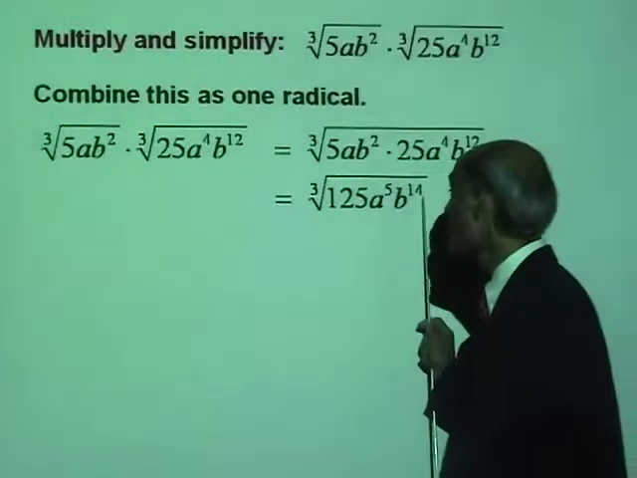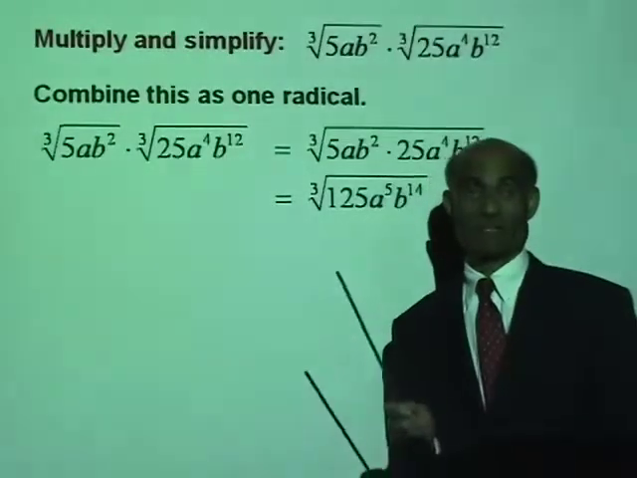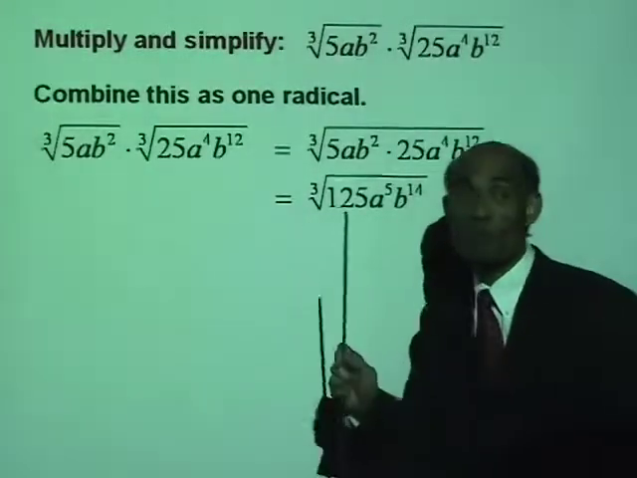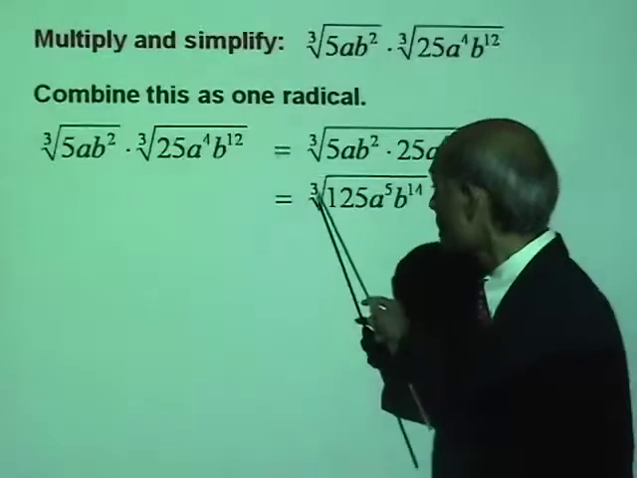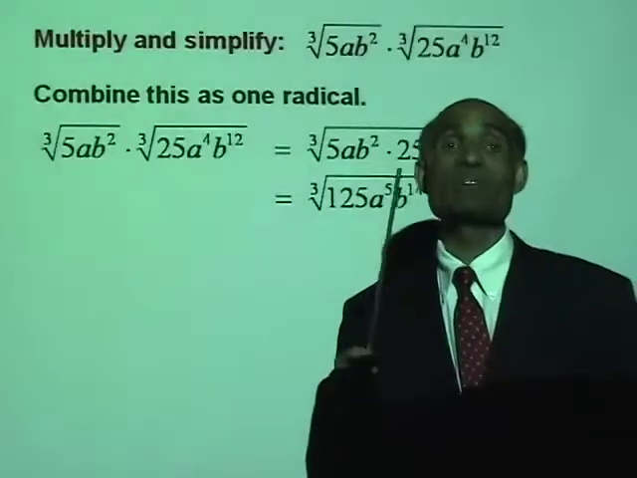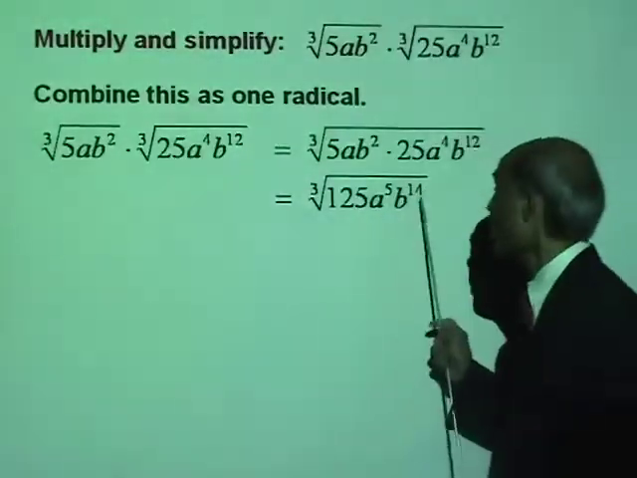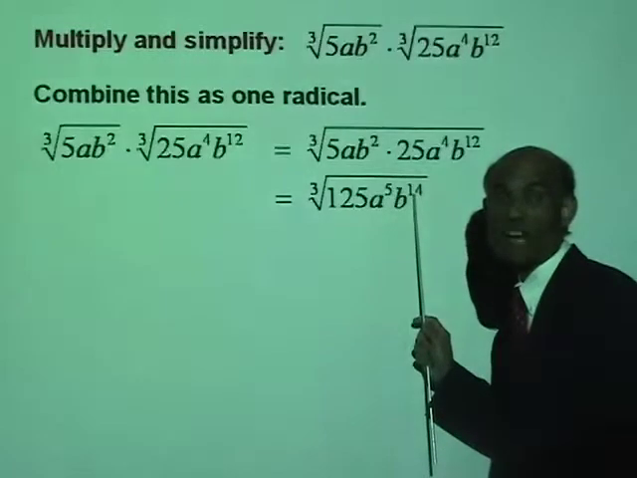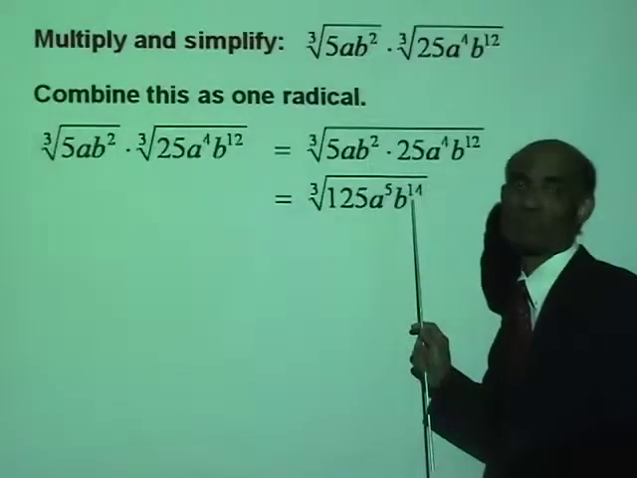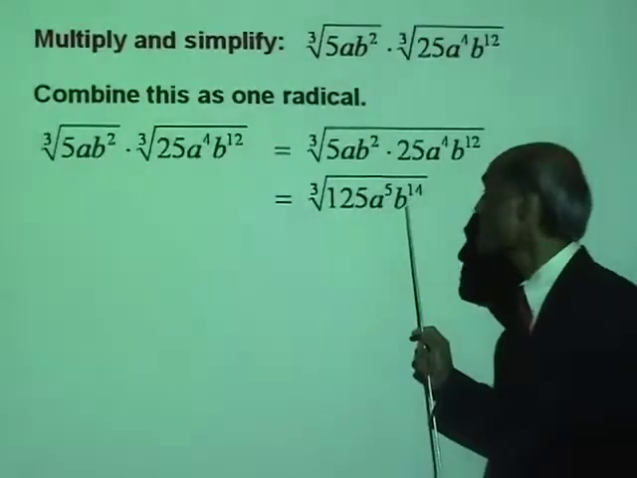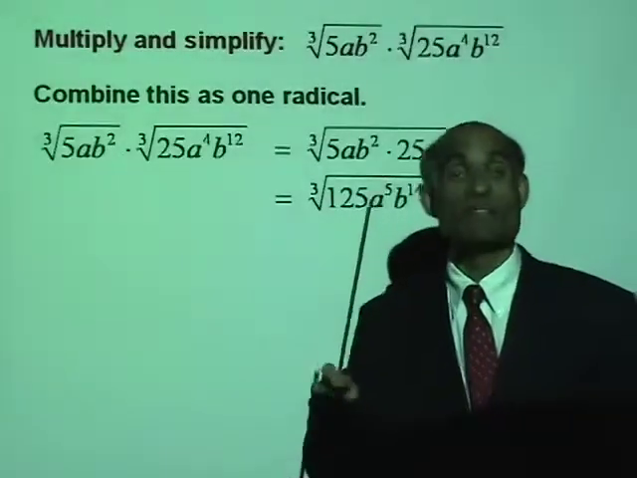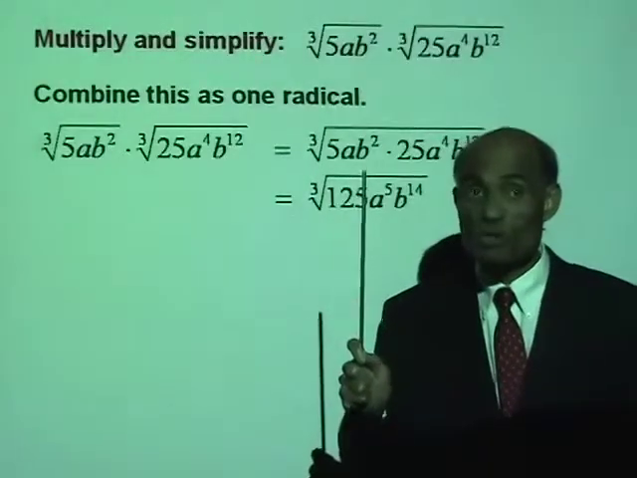Alright, how about b to the power of 14? Again, a perfect cube will have a power that can be divided by 3. Now, what is the power that is closer to 14 that can be divided by 3? That would be 12. So b to the power of 14 will be written as b to the power of 12 times b to the power of 2.